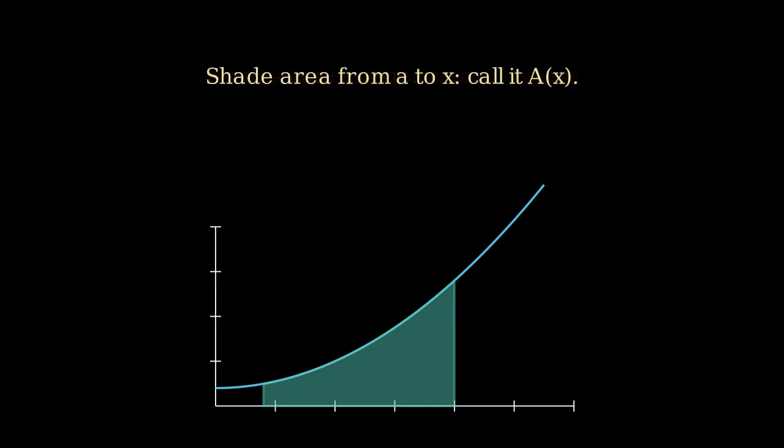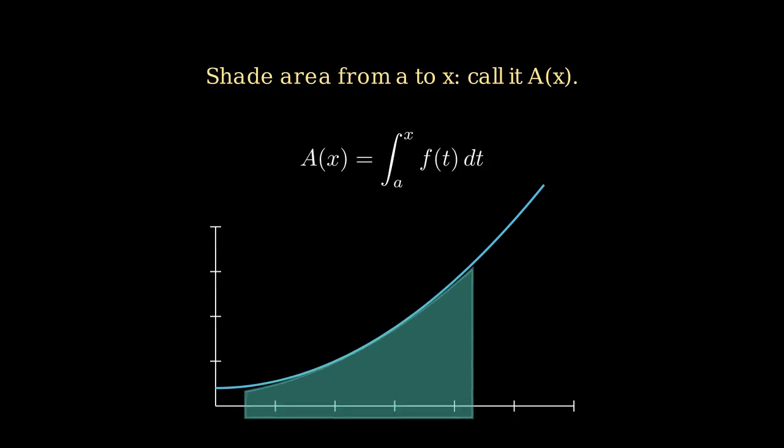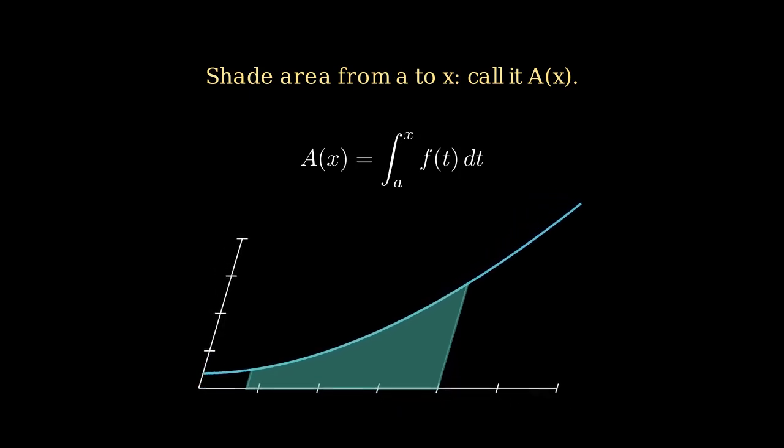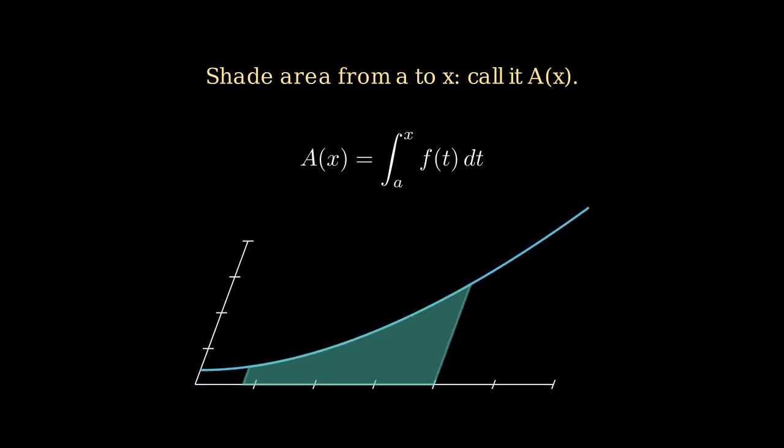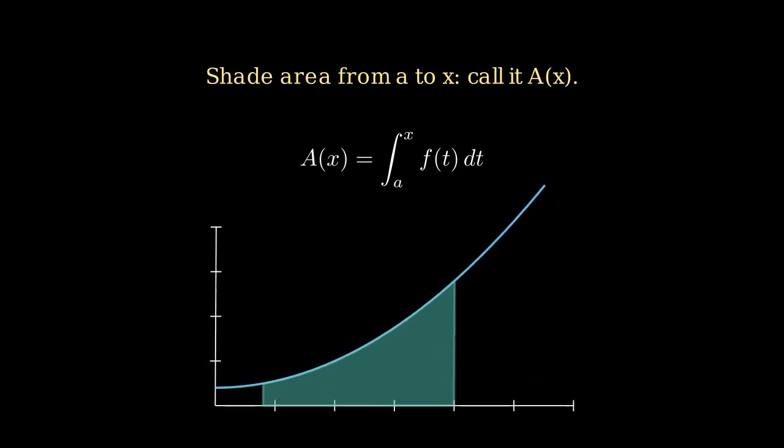Let's start by building something called an accumulation function. Picture a curve f of t and shade the area underneath it, starting at some fixed point a and running up to a variable point x. We call this shaded area A of x, the integral from a to x of f of t dt.